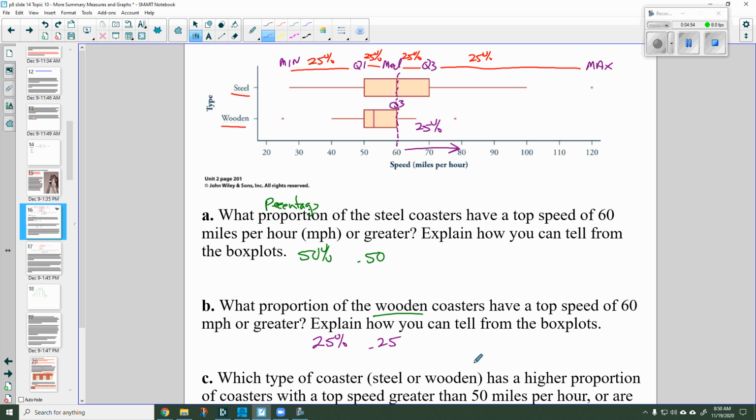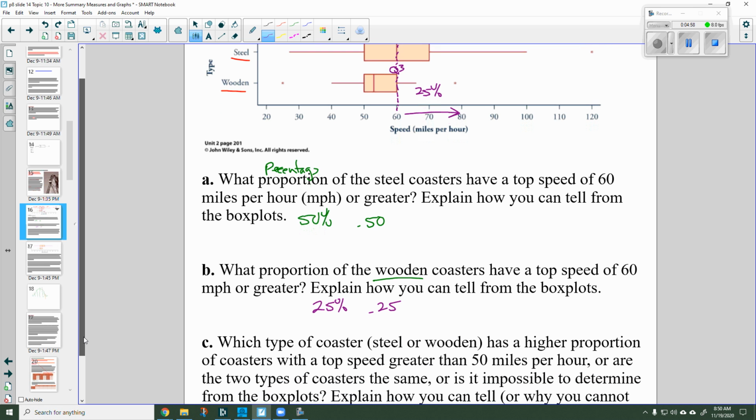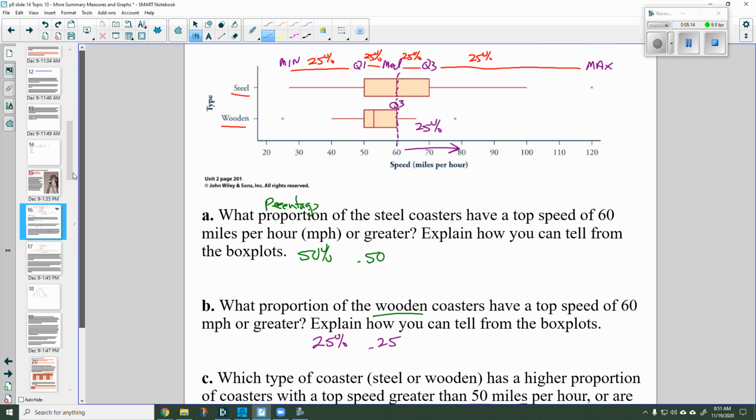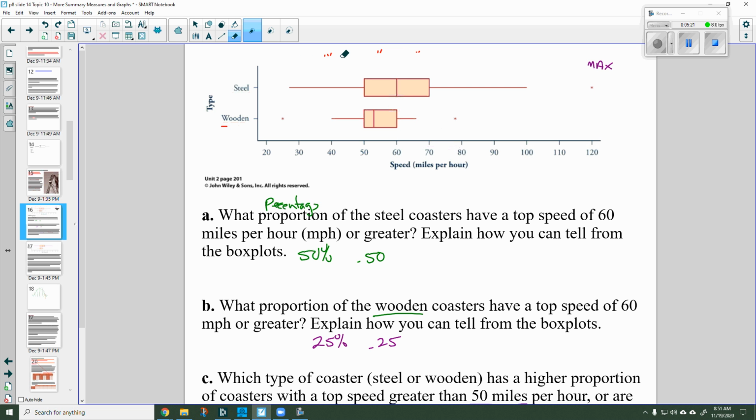Which type of coaster, steel or wooden, has a higher proportion of coasters with a top speed greater than 50 miles per hour? Or are they the same? Or is it impossible to tell? Well, let's go back up to our box plots here. Let's erase a little bit of this stuff so we don't have to look at it all at the same time. There we go.